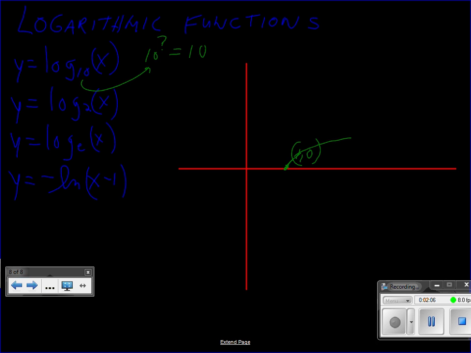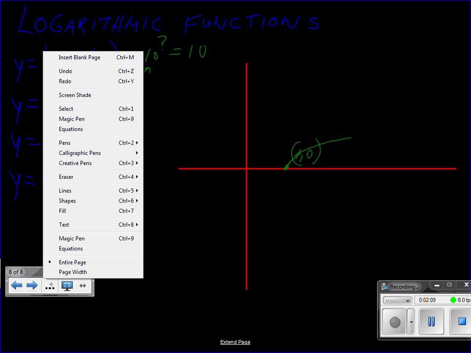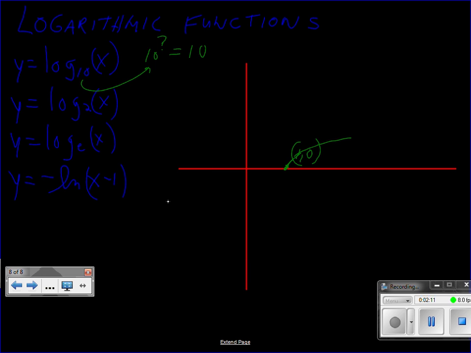So at 10, it's equal to 1. And it does continue to go up, but slowly. Here is 10, and we get out to 100. At 100, it's only at 2. Now, what happens as x is less than 1? Well, it tails off.